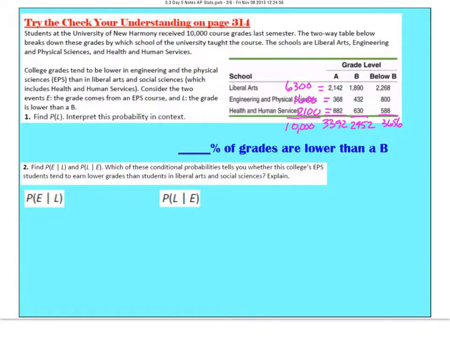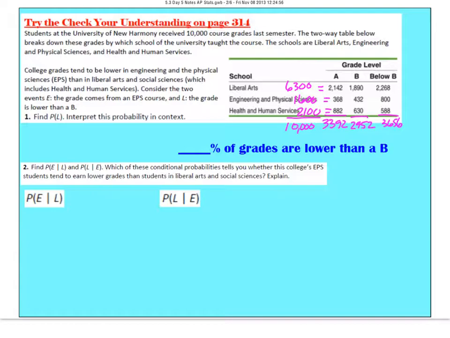Let's check your understanding of conditional probability and do another example. Here we have students at the University of New Harmony who received 10,000 course grades last summer. The two-way table breaks these grades down by liberal arts, engineering and physical science, and health and human services, so the three schools, and then the grades: an A, B, or below a B. I've already done the totals. There's 6,300 liberal arts, 1,600 engineering, 2,100 health and services. There were 3,392 A's, 2,952 B's, 3,656 below a B, and that gives us a total of 10,000 students.